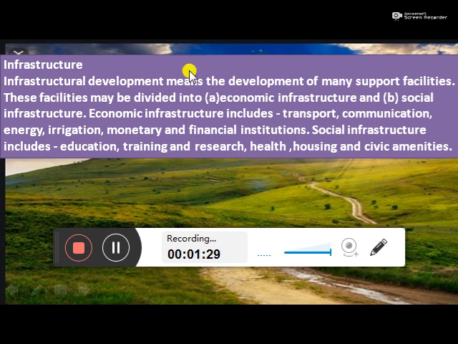Among these two, economic infrastructure includes transport, communication, energy, irrigation, and monetary and financial institutions. Social infrastructure includes education, training and research, health, housing and civic amenities. These are very, very important. Without these two things, nothing will happen. So for economic development, we need the support from both infrastructures.